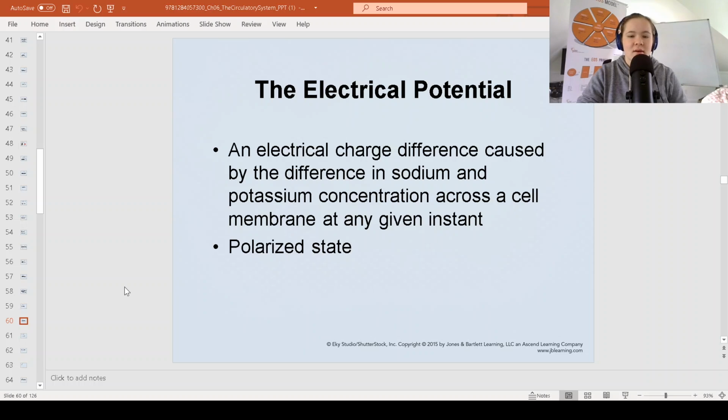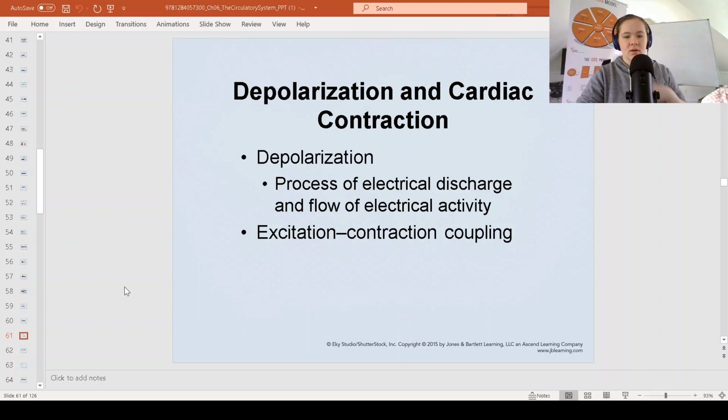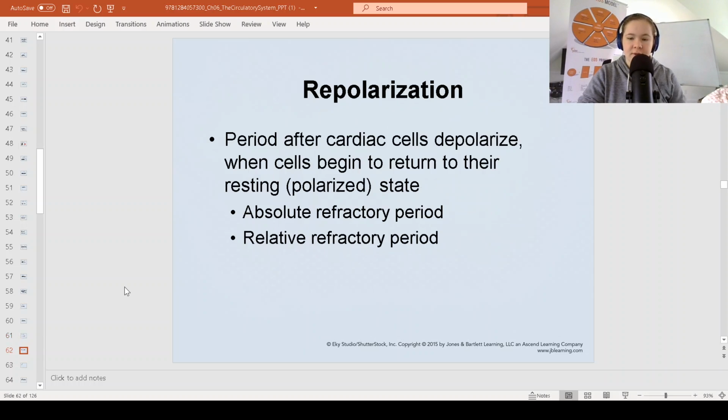An electrical charge difference is caused by the difference in sodium and potassium concentration across a cell membrane at any given instant, which is the polarized state. Depolarization is the process of electrical discharge and flow of electrical activity. This is the excitation and contraction coupling. Repolarization is the period after cardiac cells depolarize, when cells begin to return to their resting polarized state. Absolute refractory period and the relative refractory period.